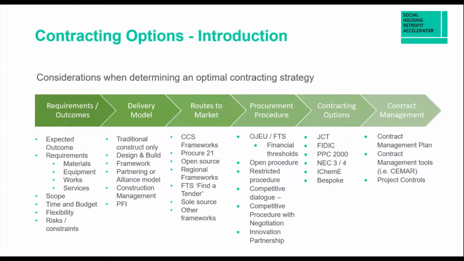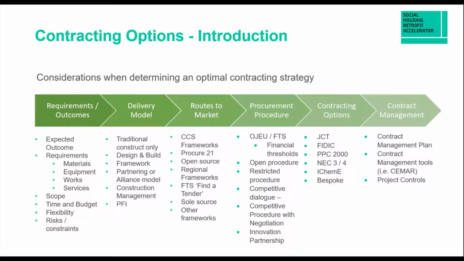Another key aspect is the delivery model. We might be looking for a traditional construct only approach, a design and build approach. It might be a framework approach where we have an organisation that works with us regularly to perform these kind of works. We could be using a partnering model, sometimes known as alliancing, or construction management, where we look at individual packages and break works down. A more complex form of contracting might be PFI, which would otherwise require a rather different model because of the funding arrangements.